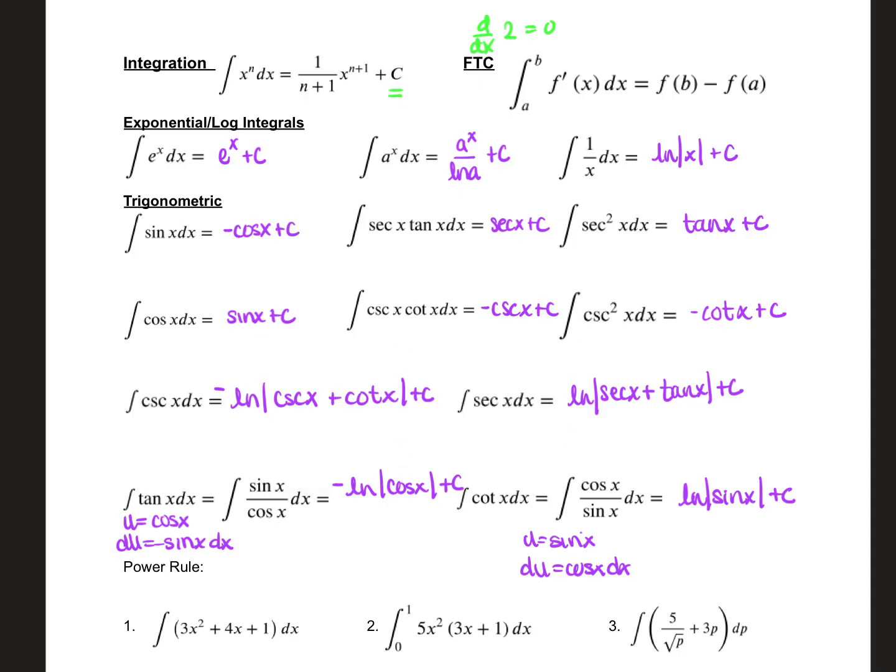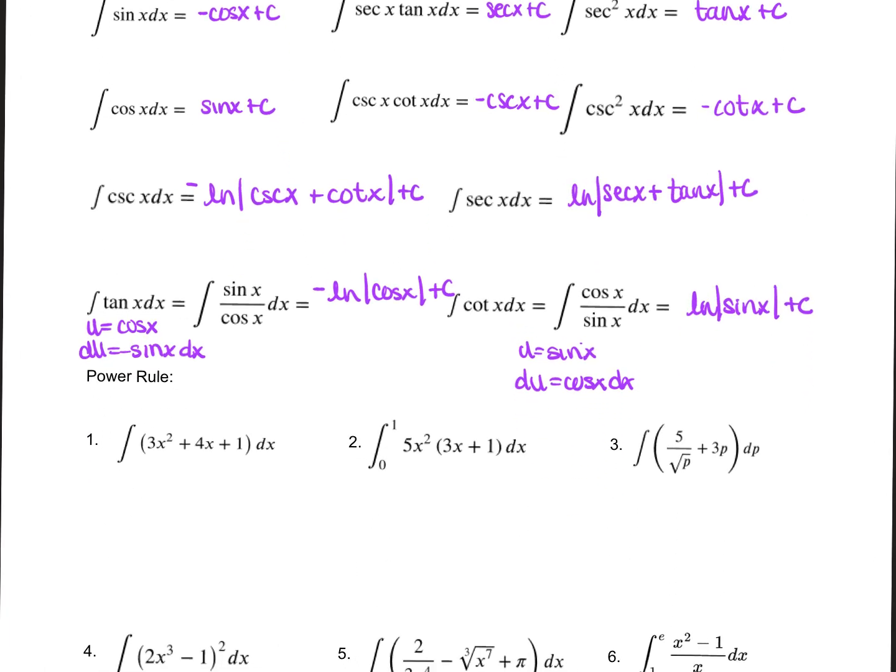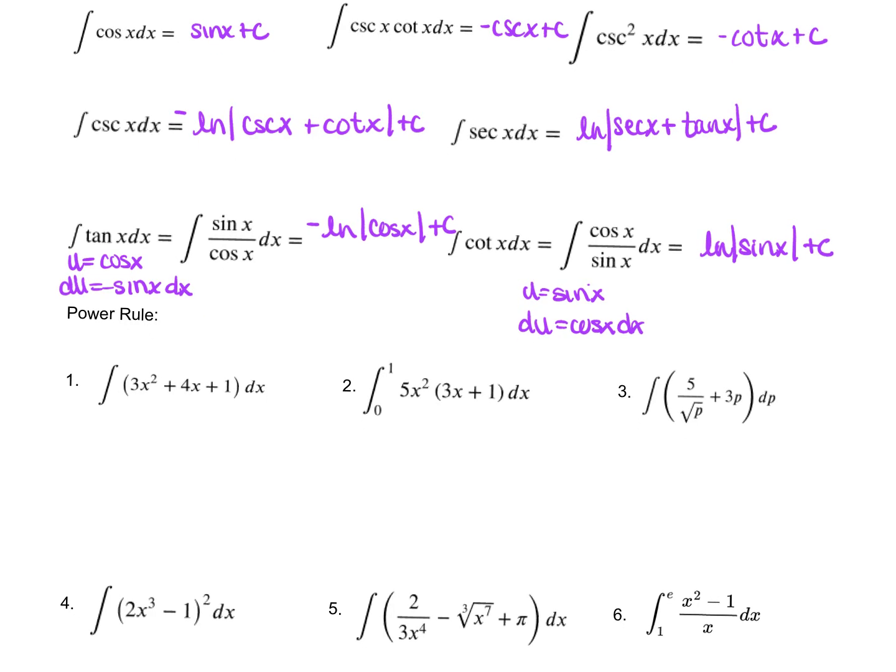These last two down here, you don't need to memorize, but just so that you kind of understand where they came from. If you're asked to integrate tangent, remember tangent is sine over cosine. So you're going to let u equal the cosine. Then you take the derivative as minus sine. So this would be really just minus the integral of 1 over u, which of course is the natural log of u.